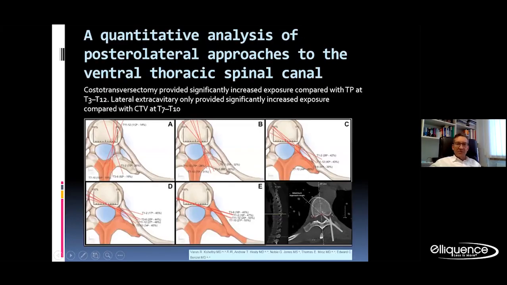Here is a nice paper by the Cleveland Hospital about the different levels and approaches. It's very important to look at which level you work. And this reflects what I always say for the transforaminal approach, that the transforaminal discectomy from T6-7 to T12-L1 is very easy. Above T6, T5, it's really difficult to make a proper transforaminal approach.